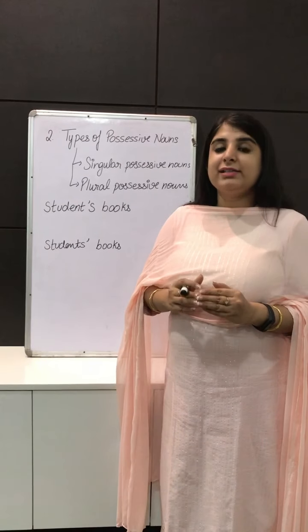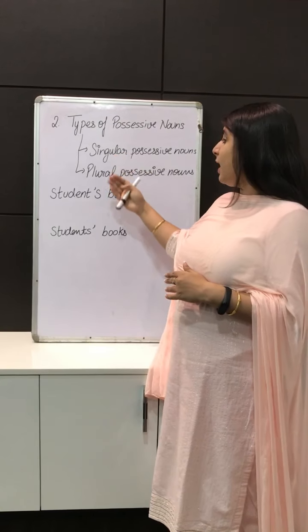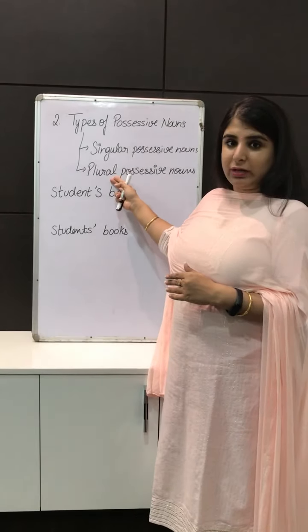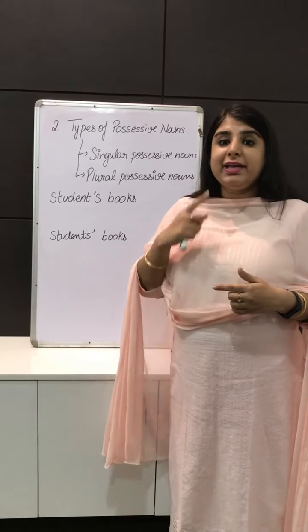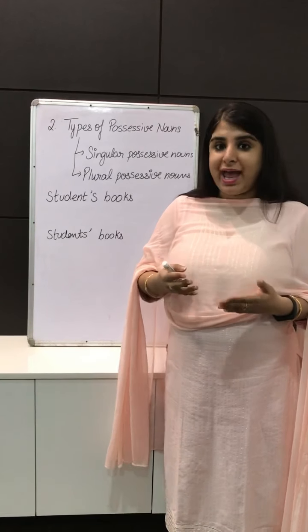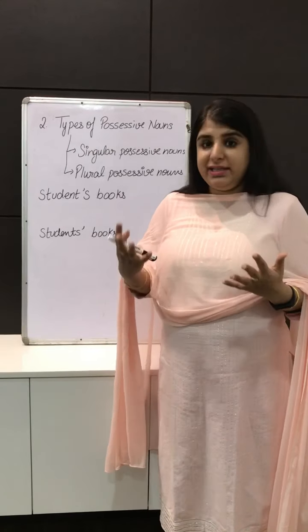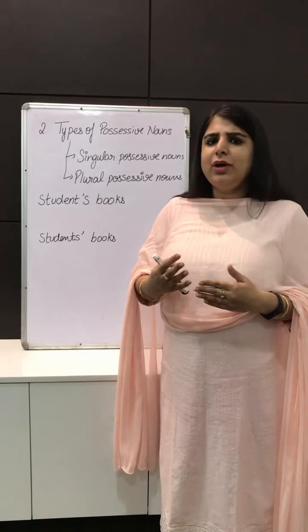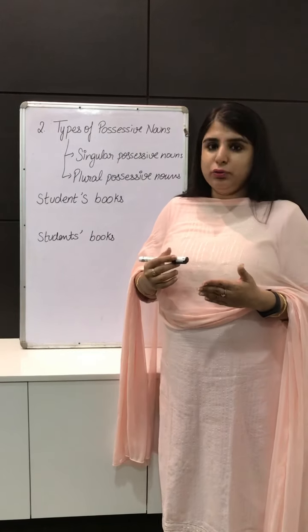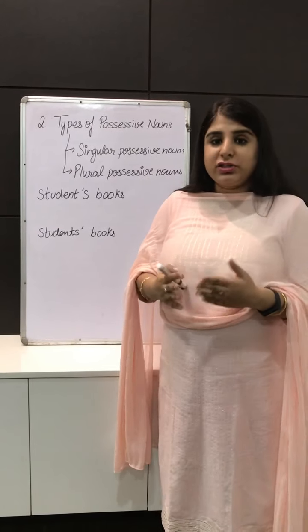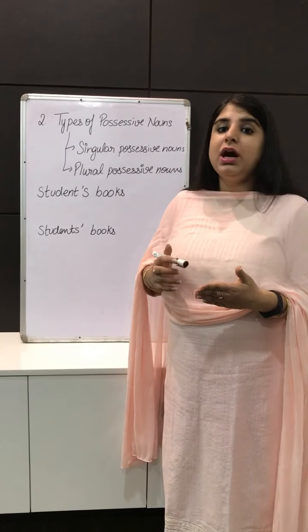Let us now discuss the two types of possessive nouns. There are singular possessive nouns and there are plural possessive nouns. Singular possessive nouns mean that there is one single owner, whereas plural possessive nouns mean that there are many owners. Right? Now, how do you identify whether a given possessive noun is singular or plural? So, it is very easy. What you have to do is look at whatever is written before the apostrophe.